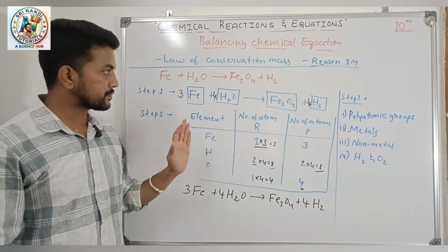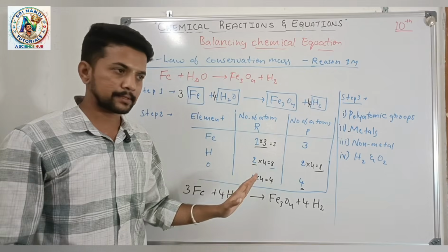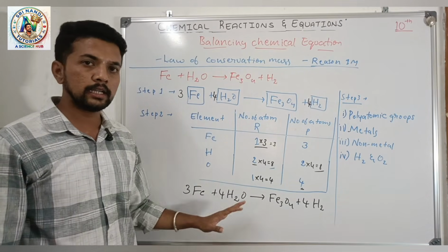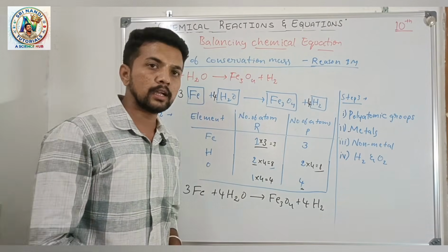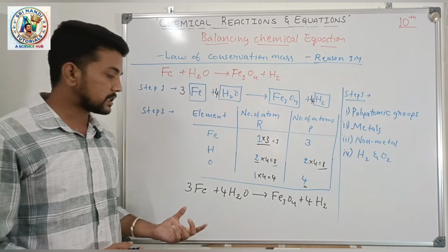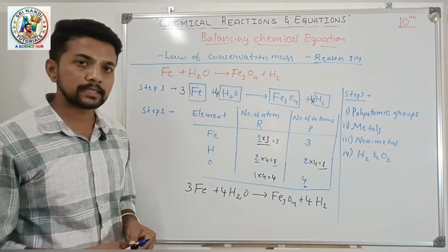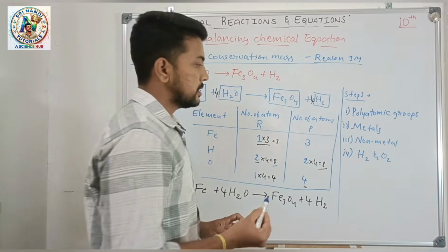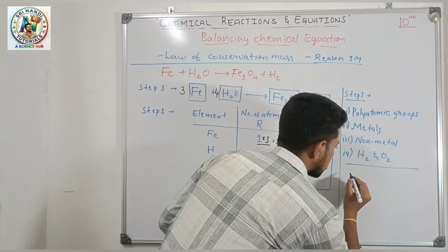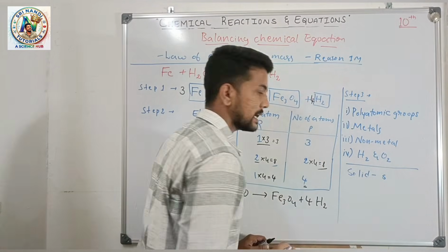So here, so far we explained the steps regarding balancing a chemical equation. This much is enough. But if we want to add a little extra, in order to make our equation more informative, we can write the state of each chemical substance. So state means physical state. So here for solid state we write small s.